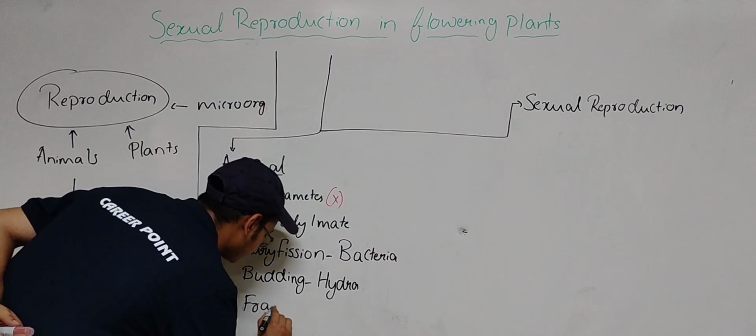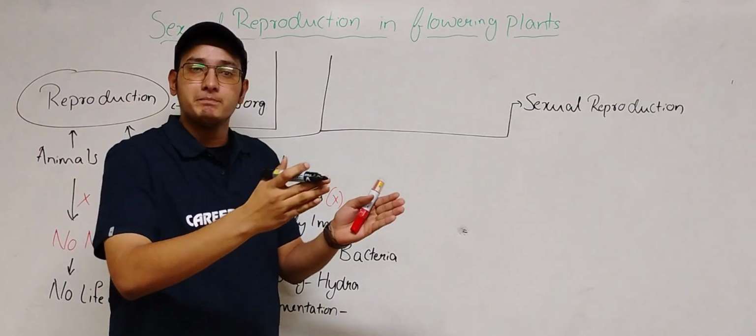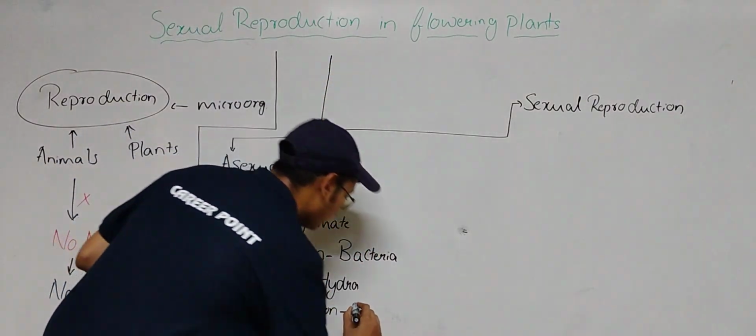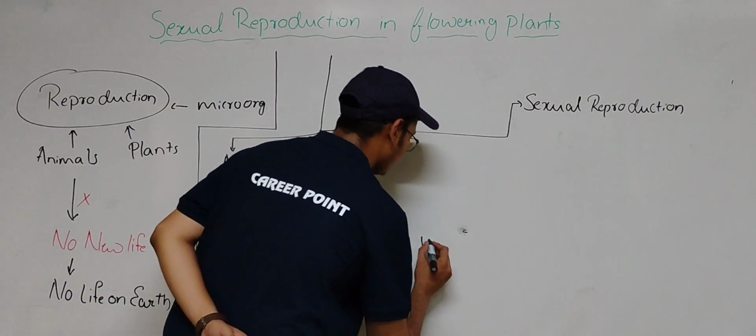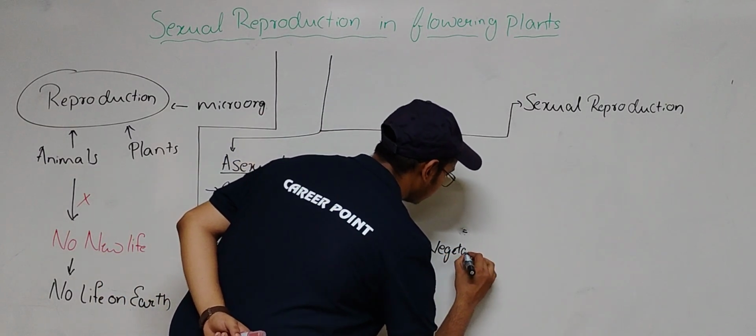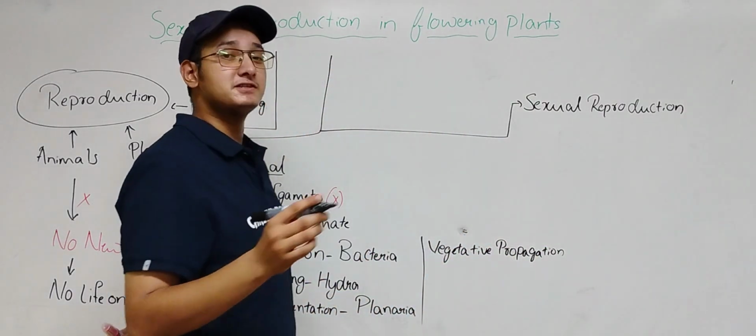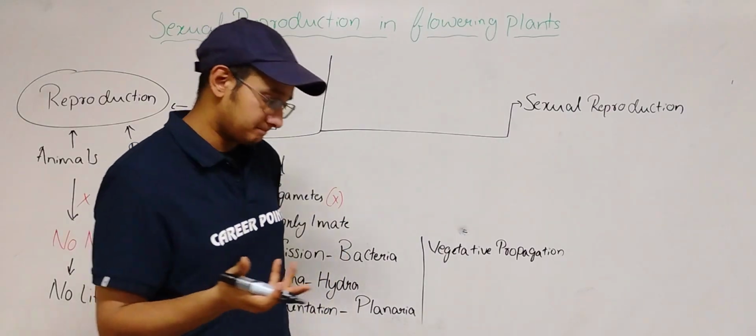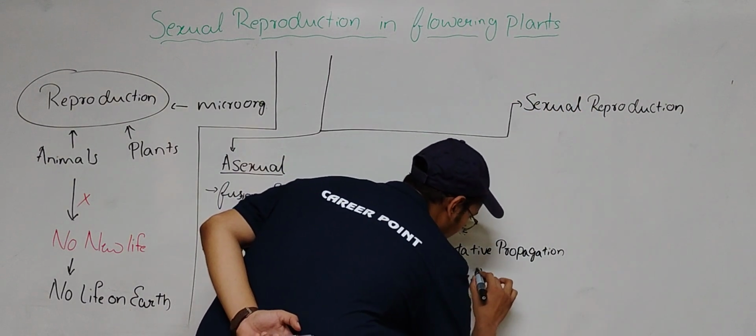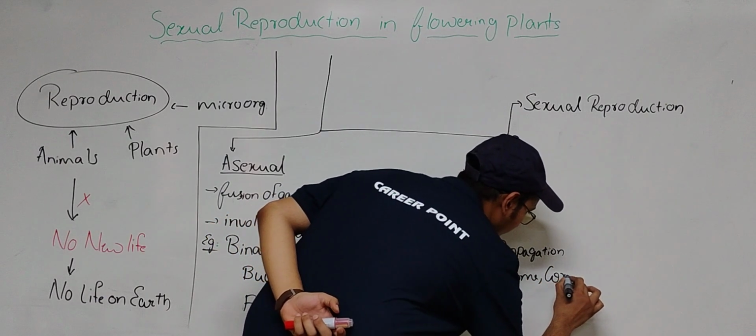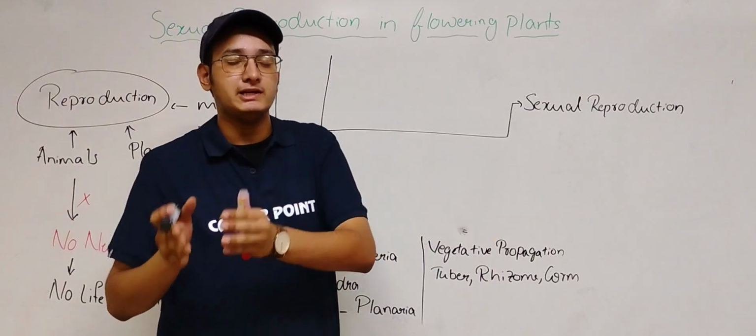And fragmentation. So here the part breaks from the parent and it becomes a new organism. This can be seen in planaria. And there is one more, vegetative reproduction, vegetative propagation. So in morphology, we have discussed about underground stem, adaptations of underground stem. There we have studied about tuber, rhizome, which happens through vegetative parts like stem, root or leaves is known as vegetative propagation.